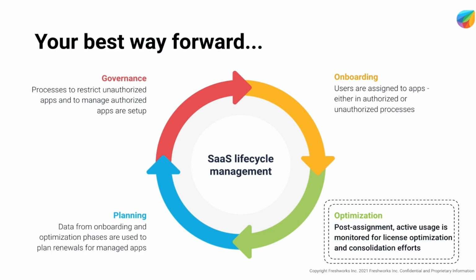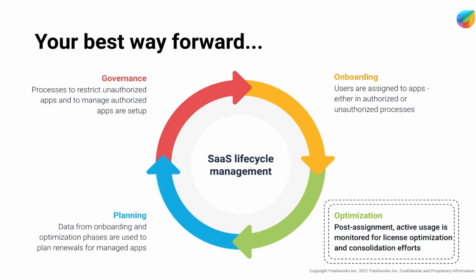So that brings us to the next phase, which is the optimization phase. Post assignment, this is the phase where you will be monitoring active usage for license optimization and consolidation efforts. So what do we mean by license optimization? When you have authorized applications, you already have some licenses in place for them, and you want to ensure that these licenses are used in the best way possible. So here is where optimization efforts will be really helpful.